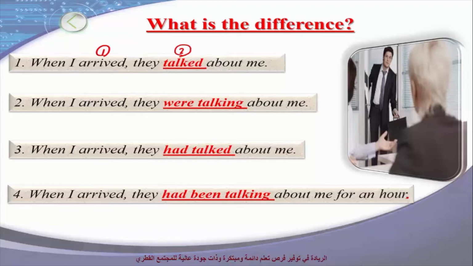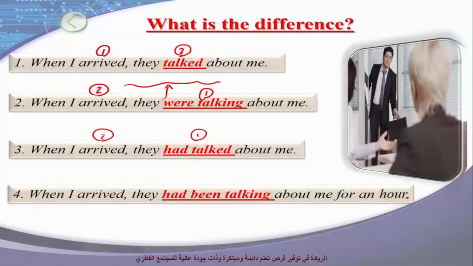Then number two, I arrived while they were talking about me. Yes, the talking happened first, was going on, and then I interrupted by my entrance. So the arrival happened in the middle of the action of talking. Number three, when I arrived, they had talked about me. Now it's different. I arrived after they had already finished talking about me. So they finished talking about me and then I arrived.